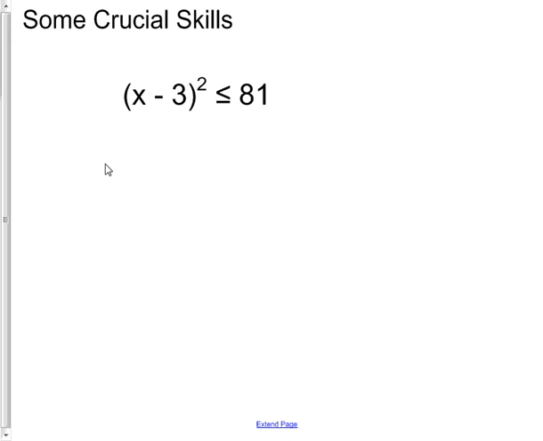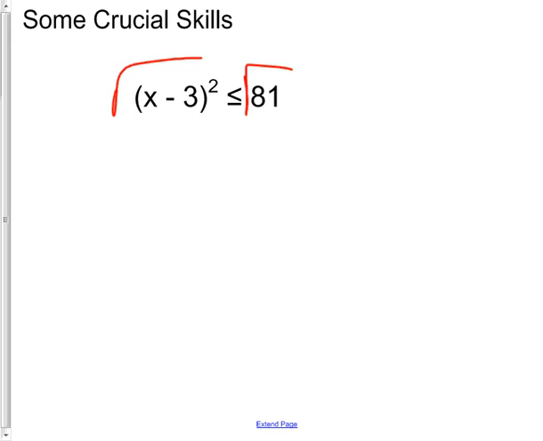Okay. All right, so some crucial skills. Here's one. When you square root both sides of this to get rid of that squared thing, how many of you, be honest, would have remembered to make it absolute value of x minus 3 is less than 9? Okay, so that's one of those little things you need to learn now. Whenever you take the square root of both sides, you need to put in the absolute value on your answer.